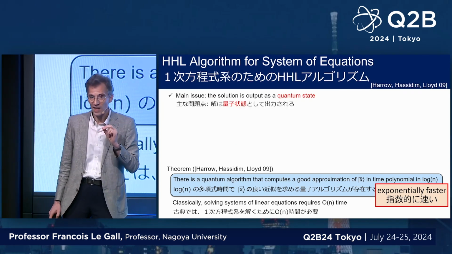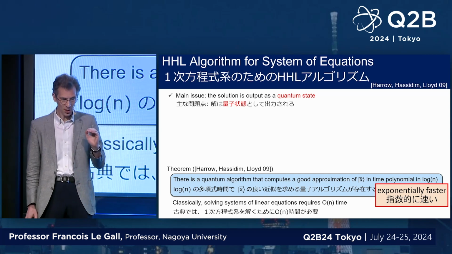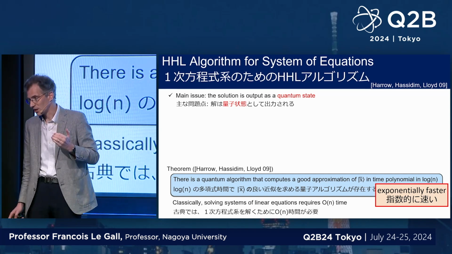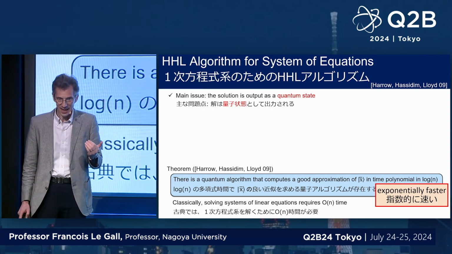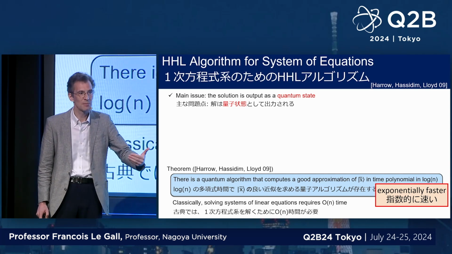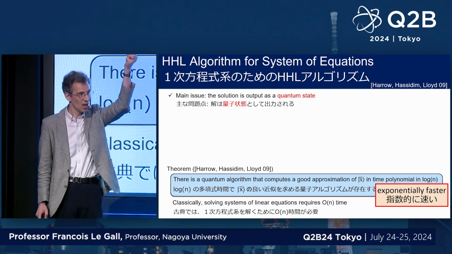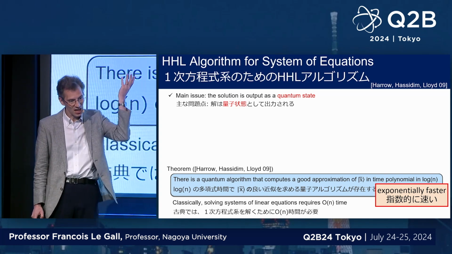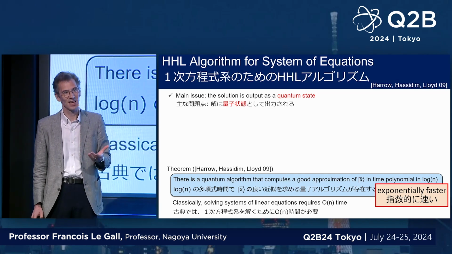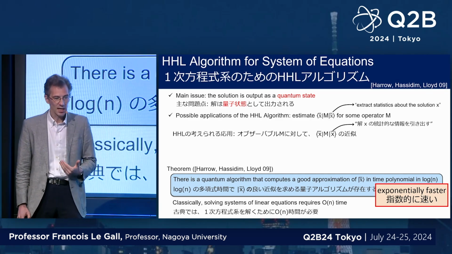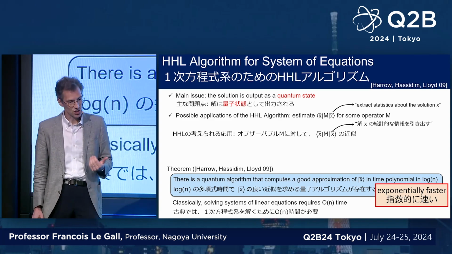But there is one issue. The solution of the quantum algorithm is also a quantum state, and typically this is not really what we want. When we want to solve a system of equations, we want all the coordinates of the solution. Typically, having a solution as a quantum state is not enough. But there are many potential applications to this algorithm.